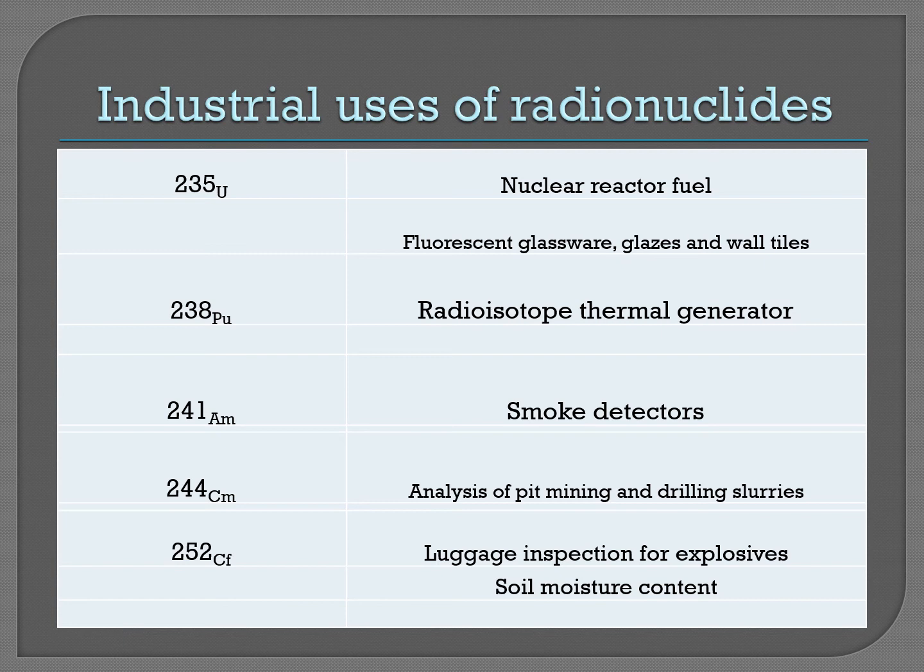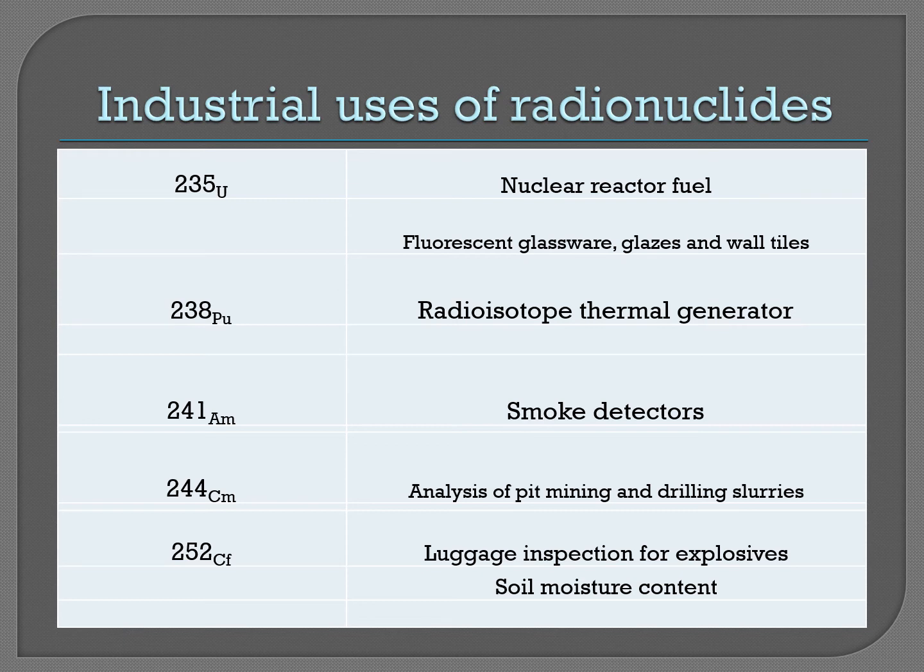object. So this uranium isotope is being used in glazes and wall tiles. Then we have plutonium 238, and this isotope is used as a thermal generator, or we can say as a heat generator. So this radioisotope is a thermal generator isotope. Then we have americium 241 isotope, and this americium 241 isotope is used in smoke detectors.